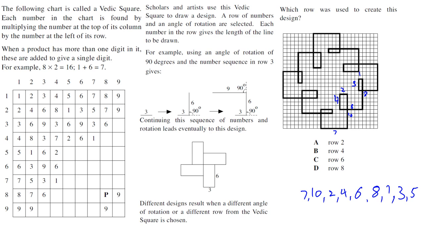I'm sure that if the Vedic square was expanded and we continued to count, we would actually lead to our answer. But for now, we can be content that the answer is this here. Row 2, and hence our answer should be A.